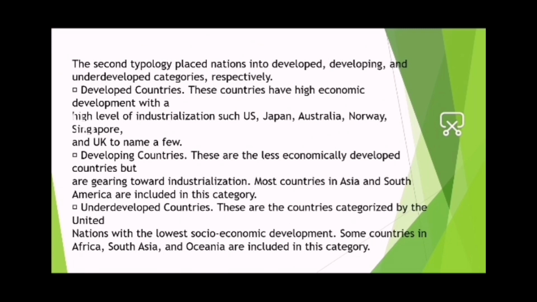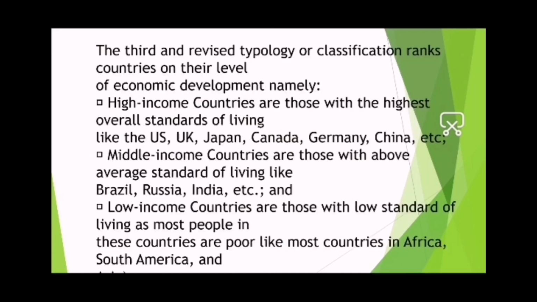Next, underdeveloped countries. These are the countries categorized by the United Nations with the lowest socio-economic development. Some countries in Africa, South Asia, and Oceania are included in this category. This classification was later criticized. Calling countries developed made them appear to be superior, while calling countries underdeveloped made them to be inferior.